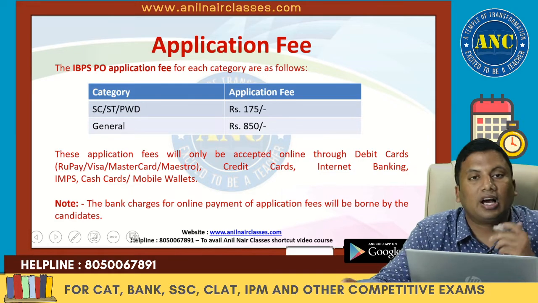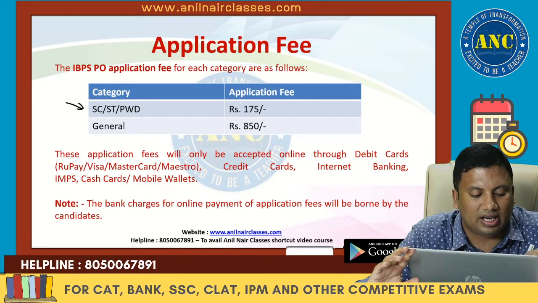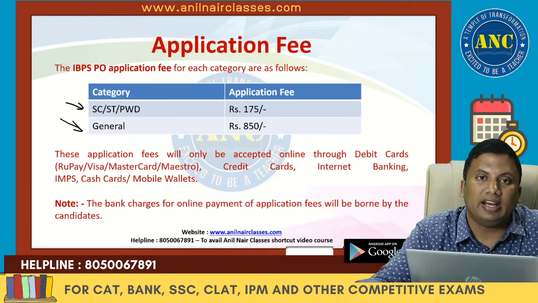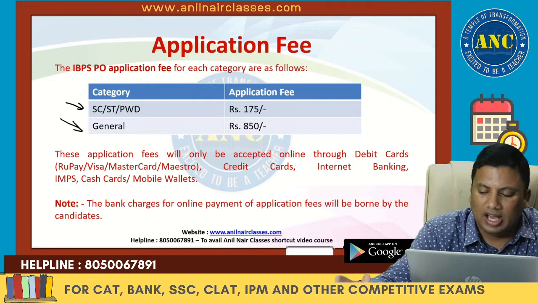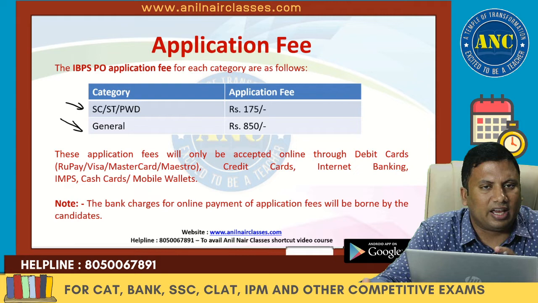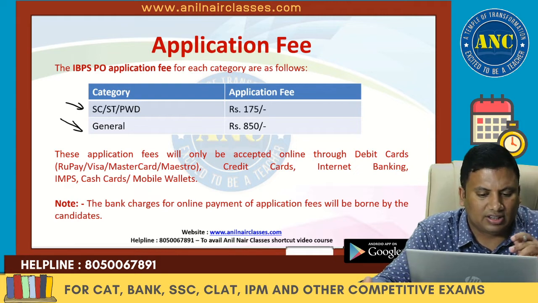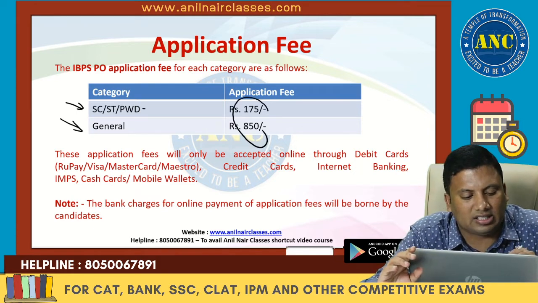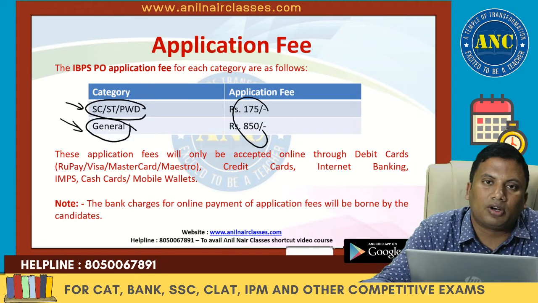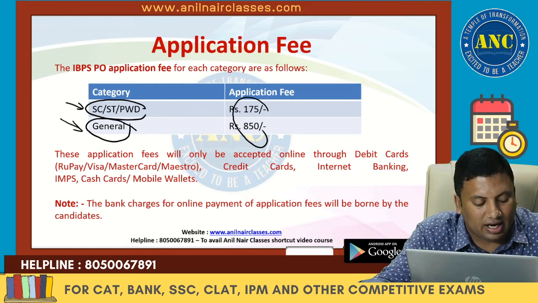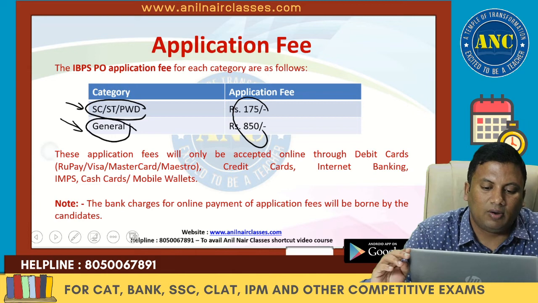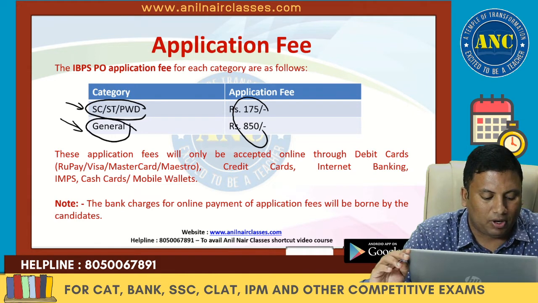Next one, the application fee. For SC, ST and PWD, it is 175 rupees. For general category, it is 850 rupees. And you can pay through debit cards, credit cards, internet banking and mobile wallets. So, if you belong to this category, it is 175 rupees. If you belong to this category, it is 850 rupees. Application form also we discussed. Now let us get into the next important key points.